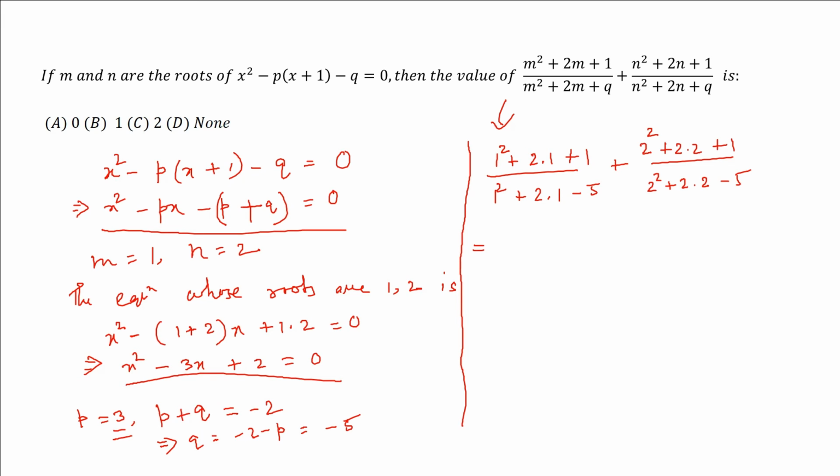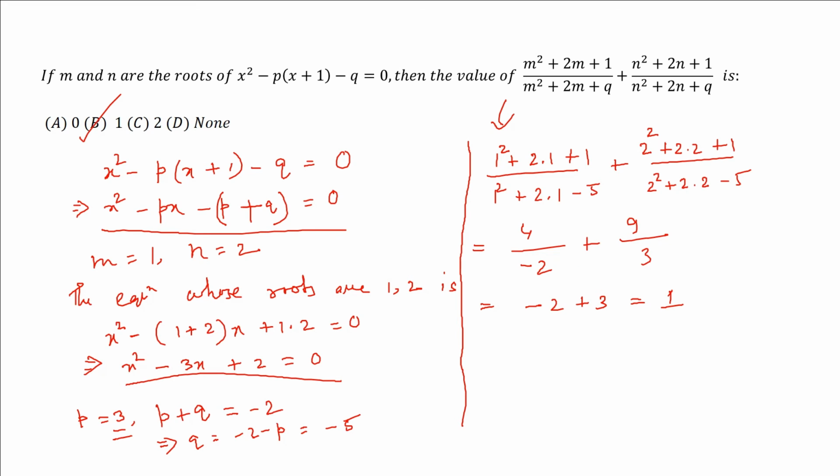2 plus 1 is 3, 3 plus 1 is 4, 1 plus 2 is 3 minus 5, that is minus 2, plus 4 plus 4 is 8, 8 plus 1 is 9, 4 plus 4 is 8 minus 5 is 3. So here minus 2 plus 3, we get 1. So the answer is B. Option B is the right answer. So you can understand the importance or significance of this trick.